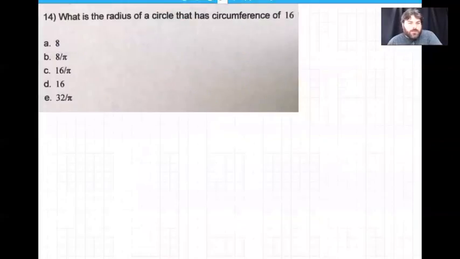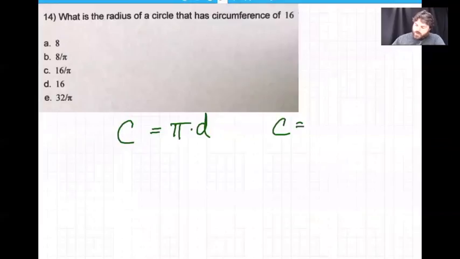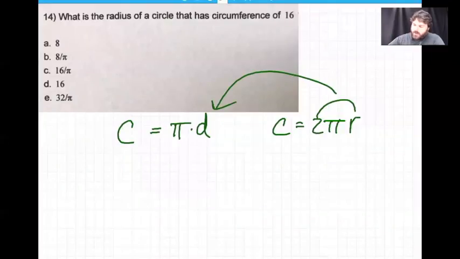All right, what is the radius of a circle that has circumference of 16? All right, so what is the radius? Well, we're talking about circumference, so there's two formulas. Circumference is pi times diameter, or circumference is 2 pi r. It's the same thing, because remember, 2 r's make a diameter. So that's why I get a d here.